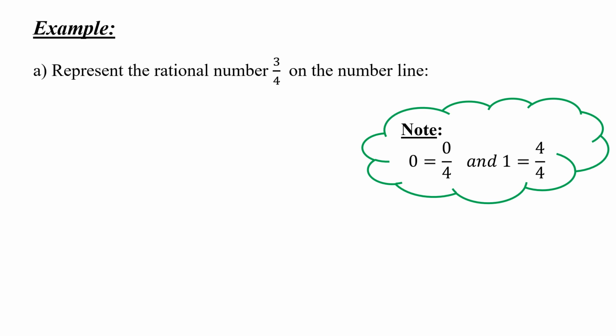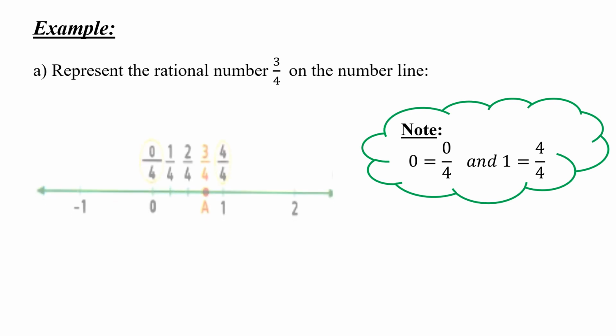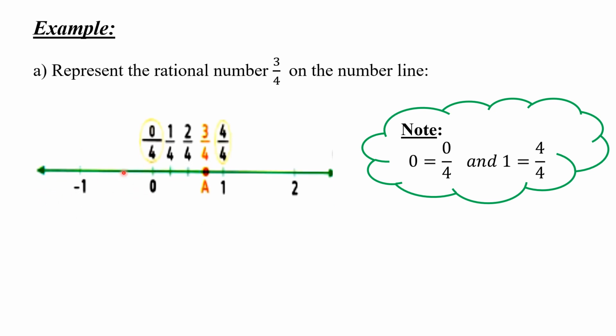Take note that 0 can be written as 0/4 and 1 we can write as 4/4. If we take the number line from 0 to 1 and divide it into 4 parts, we can write 0 as 0/4, then 1/4, 2/4, 3/4, and 1 as 4/4. So we will put A, the point of 3/4, after 3 places from 0. The point A represents the rational number 3/4.